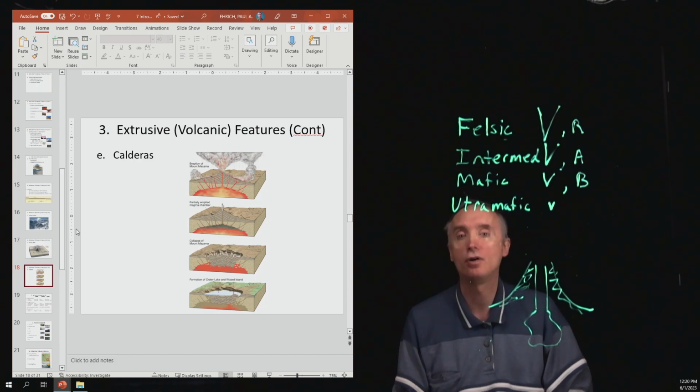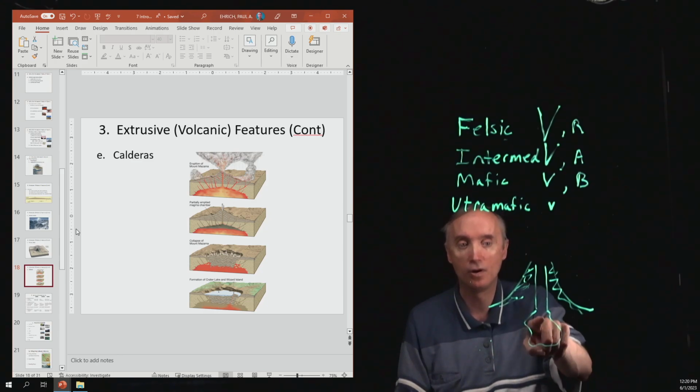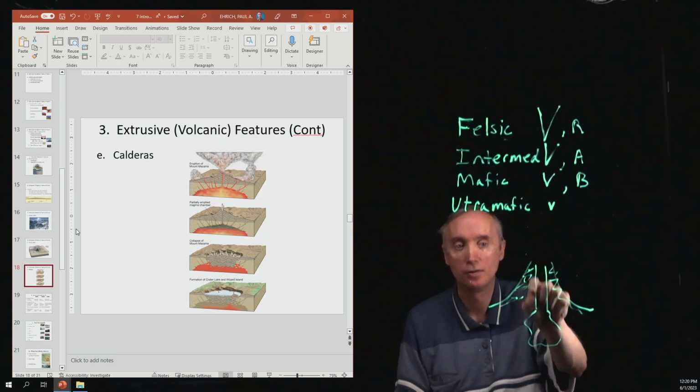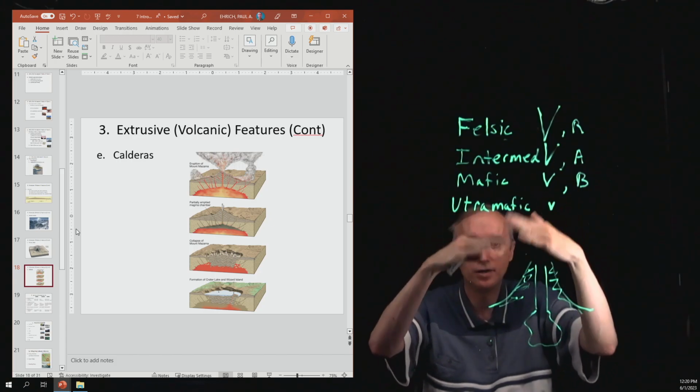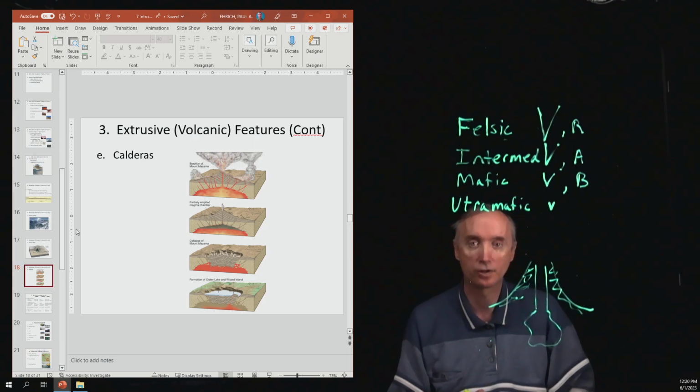Then you could also have a volcano that collapses in on itself. This is going to be called a caldera. As long as the magma chamber is full of magma, that helps to support the weight of the volcano. But if for some reason the magma chamber drains, so now this is open air, then it cannot support the weight of the volcano, so the volcano collapses in, and that's what a caldera is going to be.